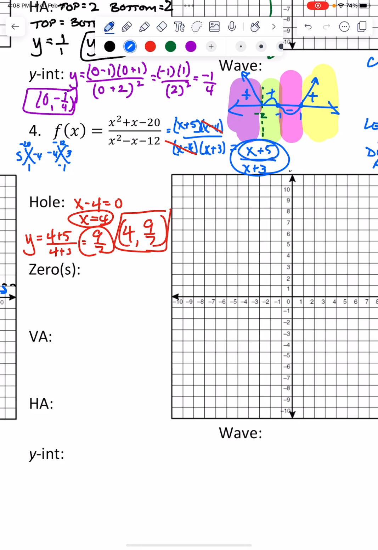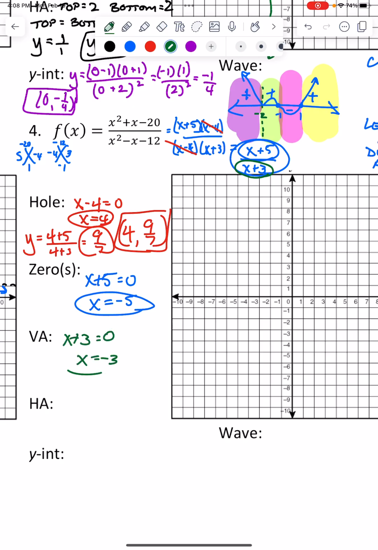Zeros again from the top. So x equals negative 5 is a 0. Vertical asymptotes from the bottom. So x equals negative 3. Horizontal asymptotes, again, either your simplified version or the beginning one. Right? If you check the degree, they're both 2. So divide the leading coefficients. So 1 over 1 is 1.